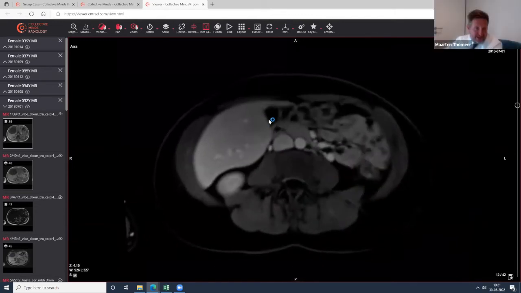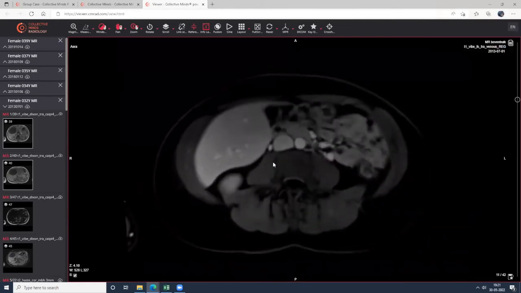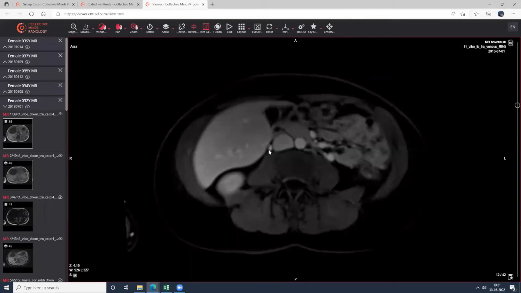Especially not on the T2s. Maybe a small scar, or there can also be a small vascular structure. So I'm not sure. I would give Primovist or MultiHance to have a more reliable diagnosis in this case, but no signs of malignancy.